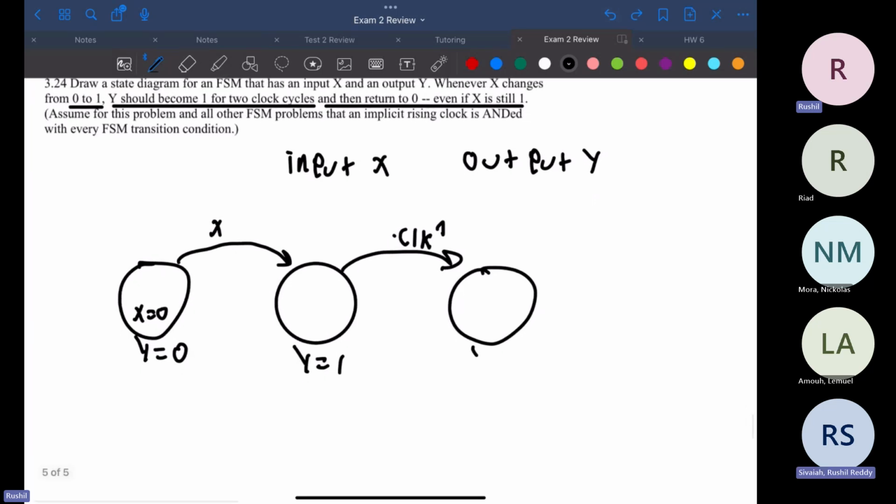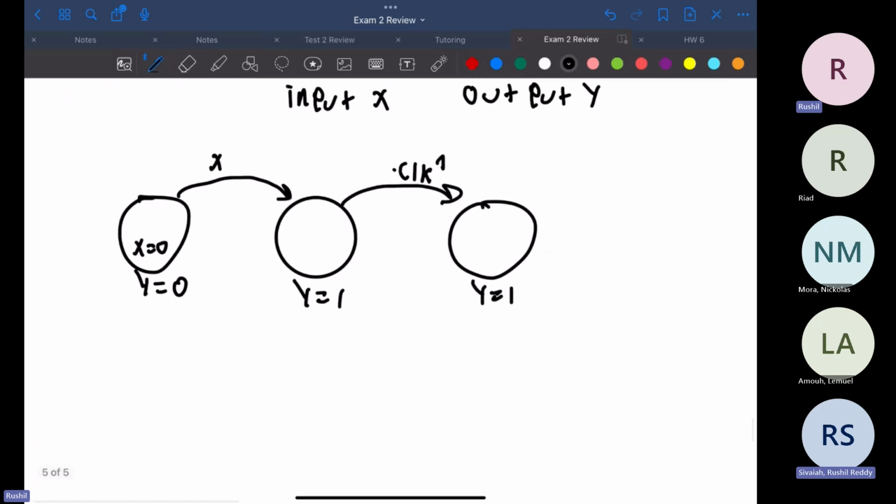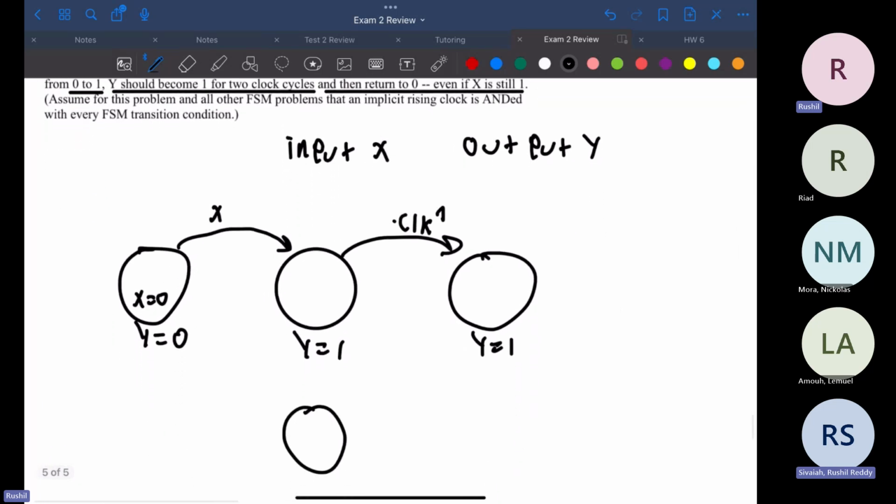So we also have y equals 1 here. Sorry, I forgot that. Now we're going to create another circle. This one is going to be our hold. We see here that y needs to be 0 even if x is still 1. So before we can go back to our initial state where x is equal to 0, we have to wait till x equals 0.